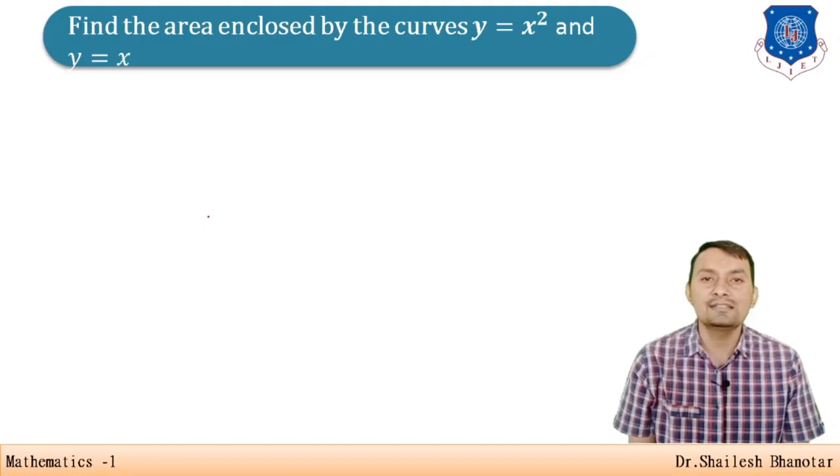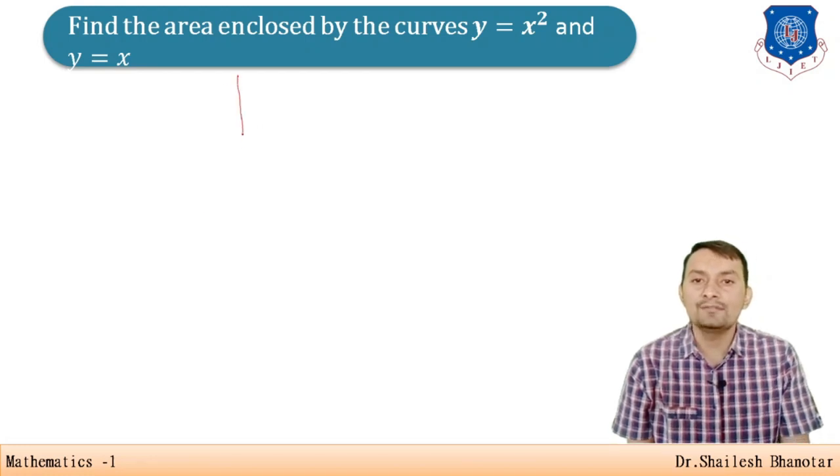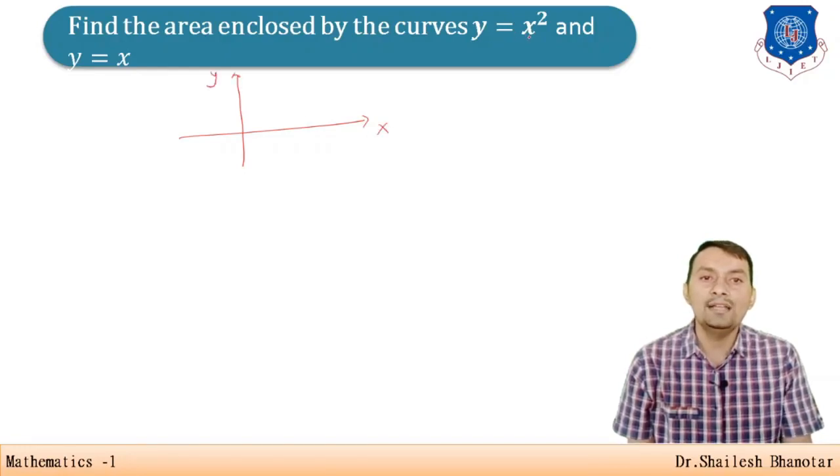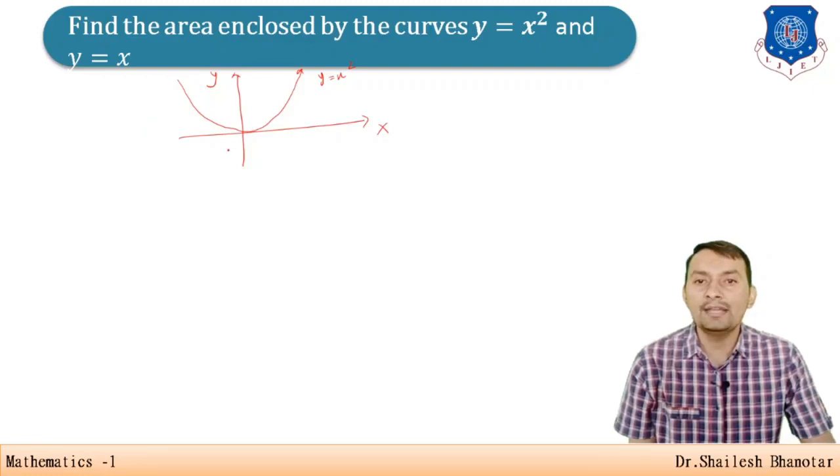Let us consider an example: find the area enclosed by the curves y equals x square and y equals x. First you have to draw the graph. This is the x-axis and this is the y-axis. For y equals x square, x has the even power, so it is symmetrical about the y-axis. I have drawn this figure, y equals x square. And y equals x passes through the origin.